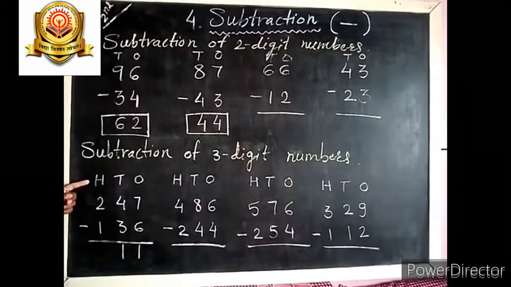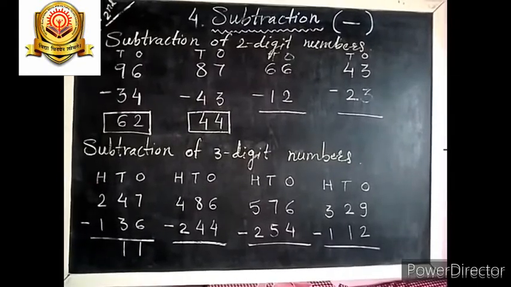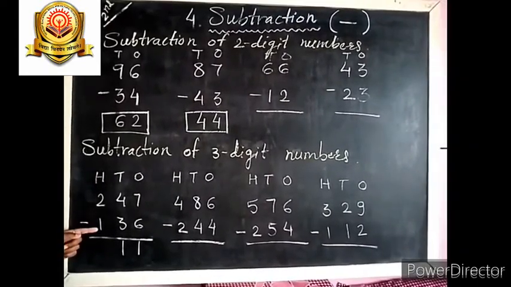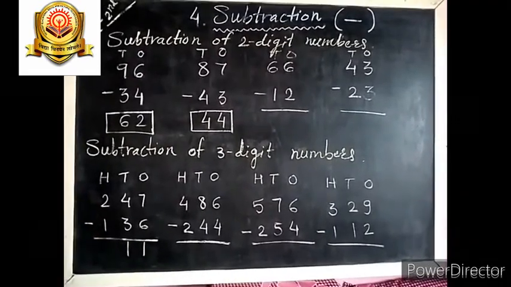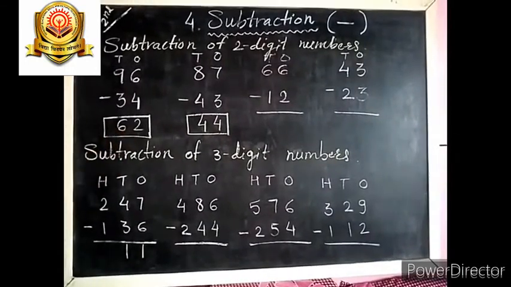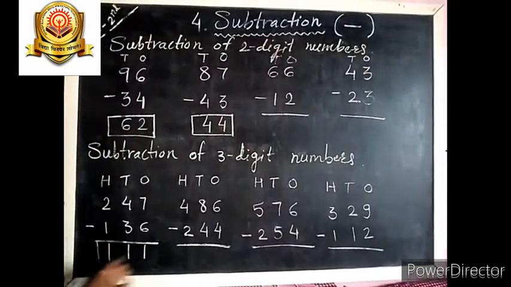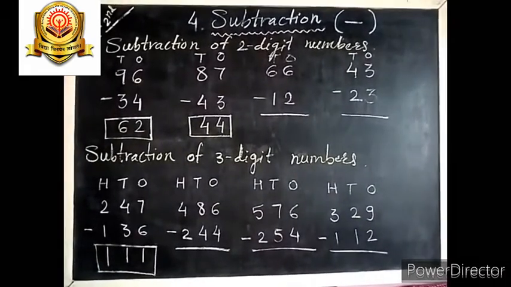Then H means hundreds. So start the hundreds place. Subtract 100 from 200s. So 2 minus 1, 1. So our answer is 111.